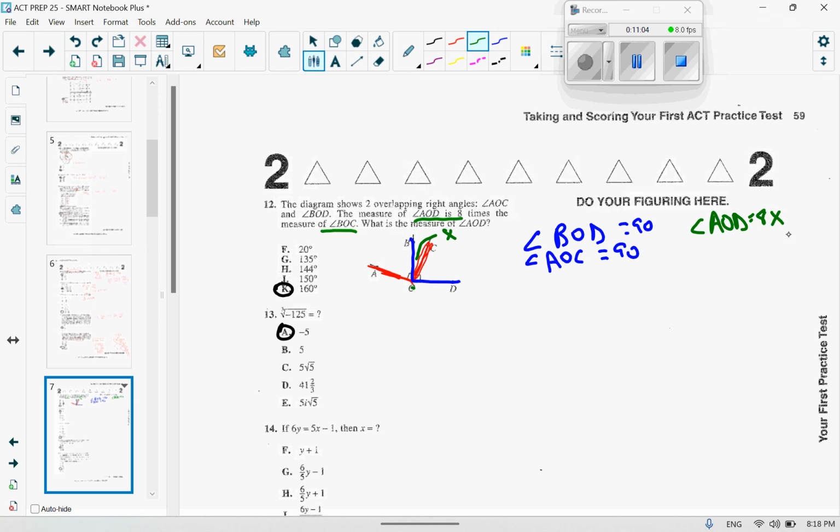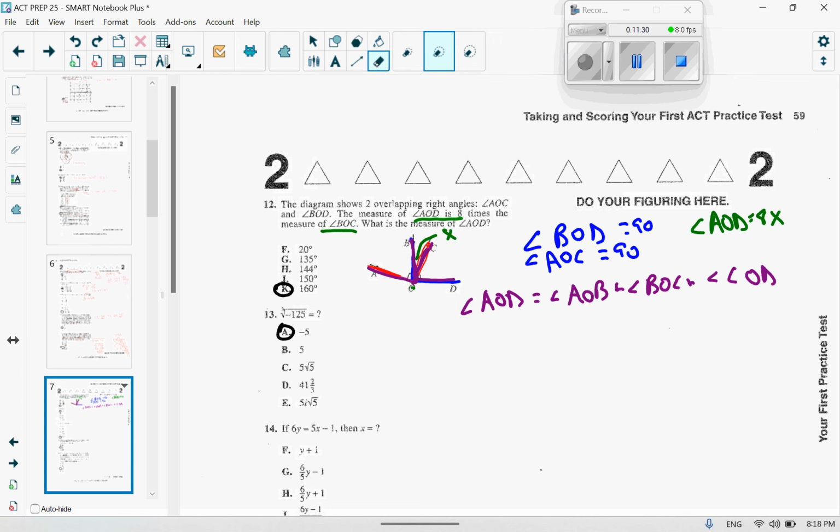Well, if I were to just do a simple addition of angles, I have this angle and this angle I could add together. So angle AOD equals angle AOB plus angle BOC plus angle COD. Now, just erasing this for a second. We already decided that BOC was going to be X.